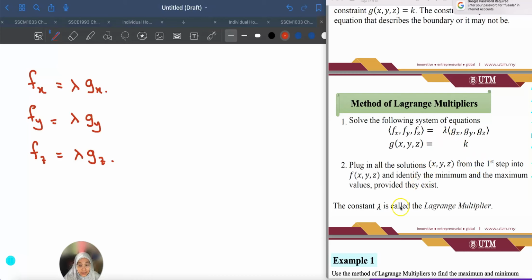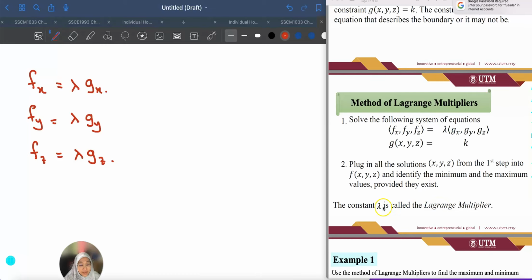Okay, after you write down like this, the objective is to obtain the lambda value. You are going to solve for lambda, you must have the value of lambda, and then from there you can find the max or the min value of the function given. So the lambda here is called the Lagrange multiplier. If you have one constraint, you have one multiplier, which we call lambda, but if you have two constraints, we have more than one multiplier. But in our discussion, we only focus on one constraint.